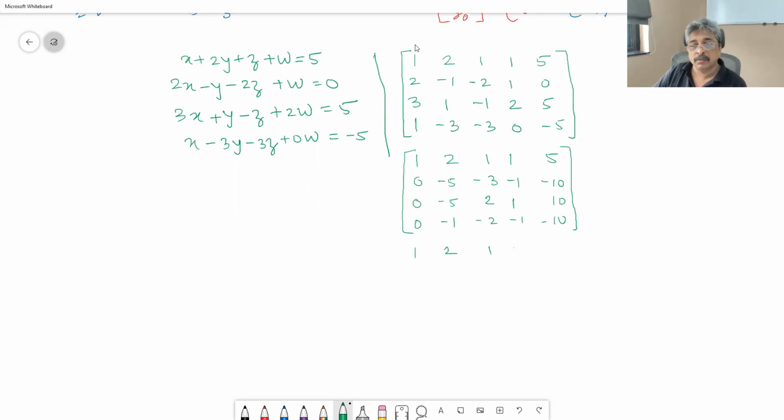1, 2, 1, 1. Yes. So that minus, it should be minus 4. Here, minus 5. Second row, third column. 2 times the first row to be subtracted. This should be minus 4.